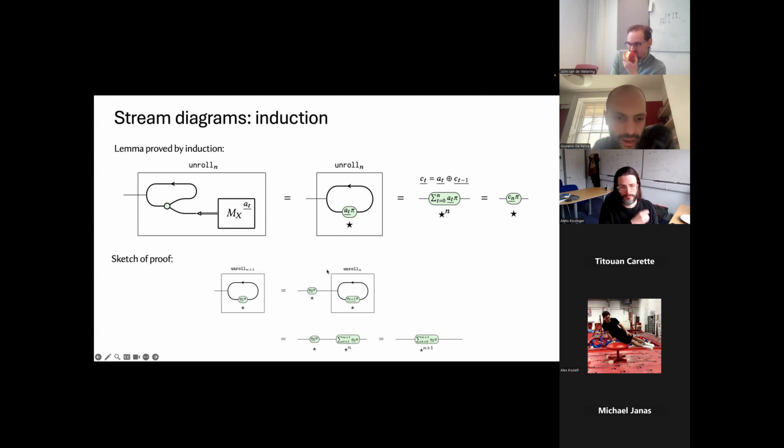And the proof goes by the definition of the unrolling. So if I unroll n plus 1, this is the same as applying a Z rotation at time step 0, and then unrolling n of this. Then I can use the inductive hypothesis, and I will get this sum, and then the two things merge, and I can recognize that this is just the same as this with n plus 1.